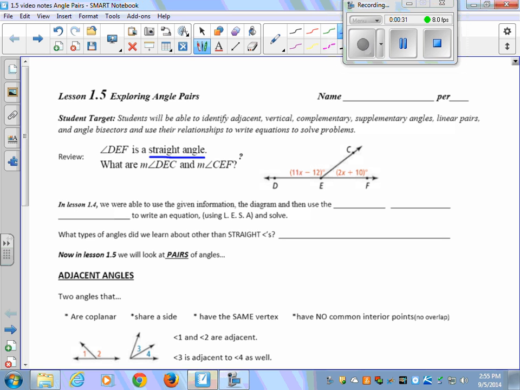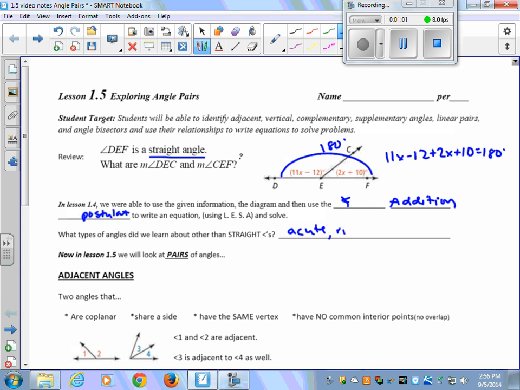We learned about a straight angle. And we know that a straight angle adds up to 180 degrees. So we were able to write an equation from this that makes sense to our diagram using the angle addition postulate. Okay, we also learned about other types of angles, like acute angles and obtuse angles and right angles.